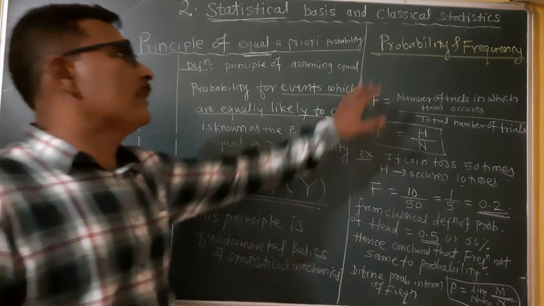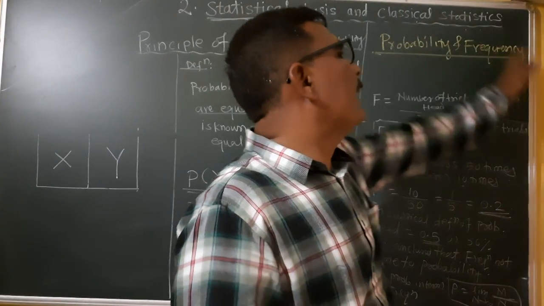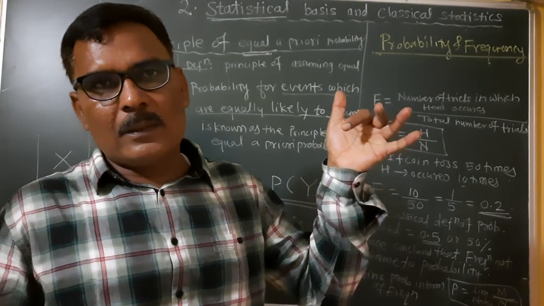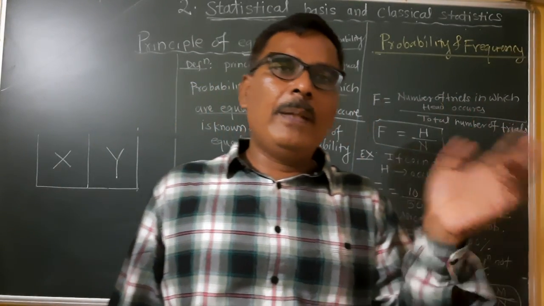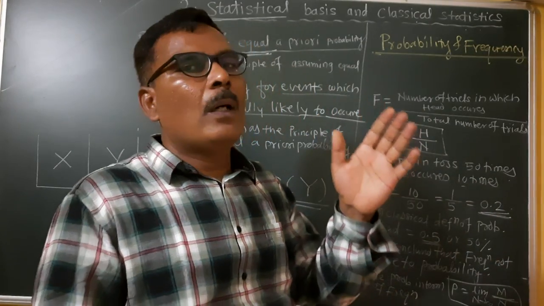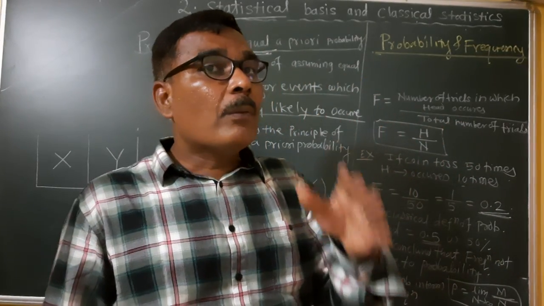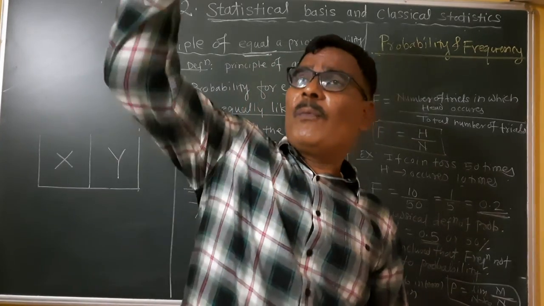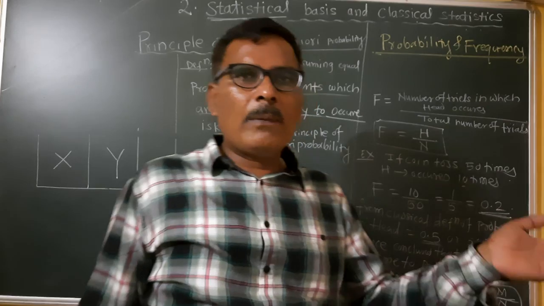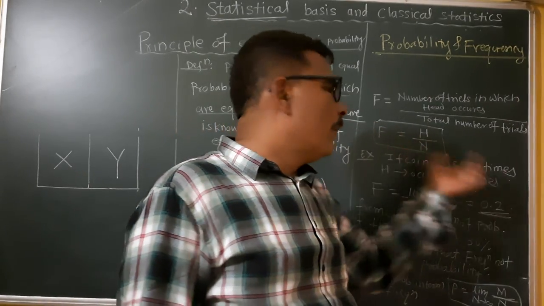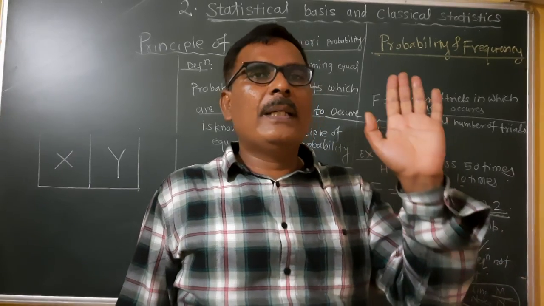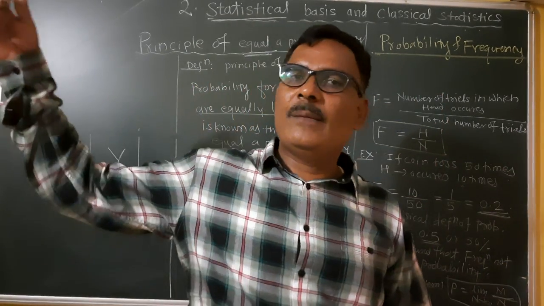After that, we consider the conditions for probability and frequency. For probability, when a coin is tossed, head or tail may occur, and each has a probability of 1/2, or 0.5. But suppose the coin is tossed 50 times, and head occurs 10 times and tail 40 times.